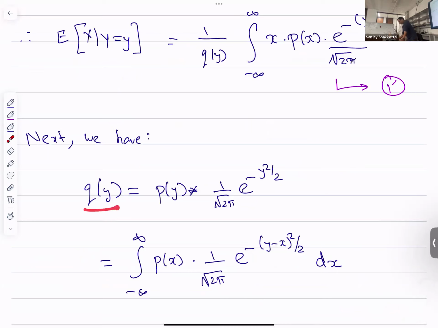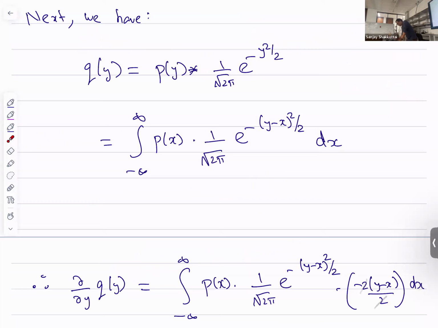Now, q of y, that's the distribution of y, is p of x's distribution noised. So convolve with the Gaussian. So let's do the convolution. That is the integral of p of x, where x is my dummy variable in this integration, times this one, e to the minus y minus x squared over 2, dx from minus infinity to infinity. I've just done the convolution.